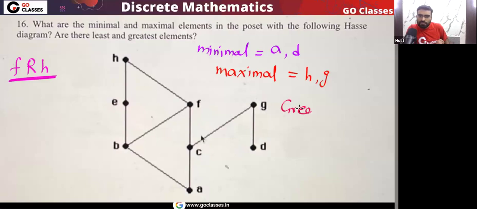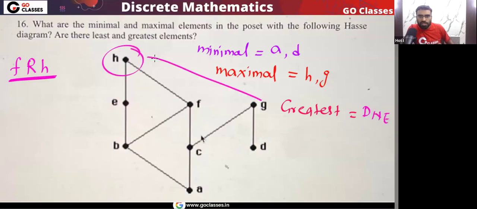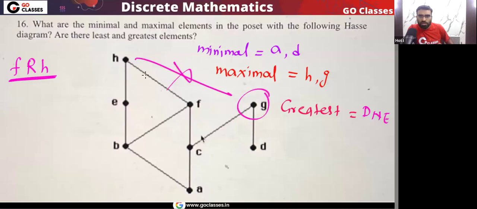Who is the greatest? Greatest means everyone is related to me. So tell me, greatest. No, there is no greatest, it does not exist. See, this is not greatest. Why? Because G is not related to H. This is not greatest. Why? Because H is not related to G. Okay, so there is no greatest element.